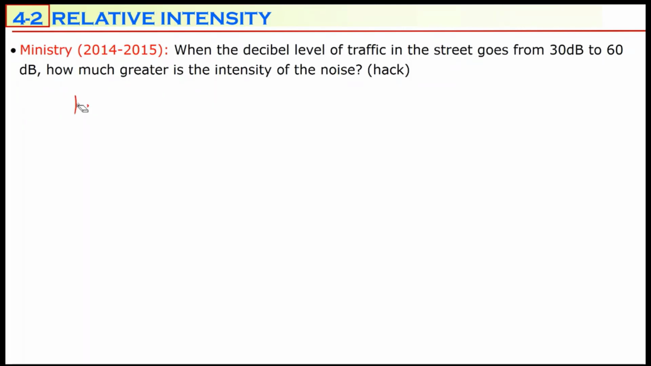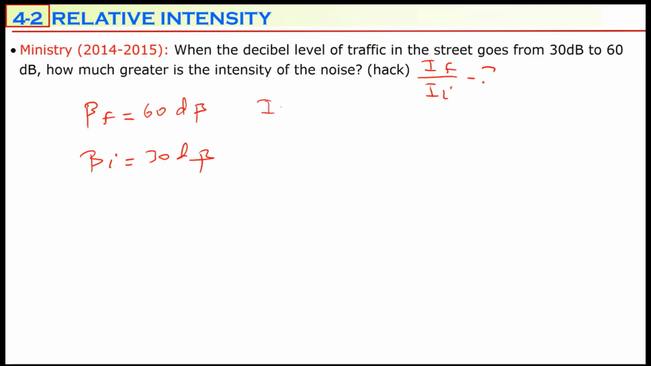So how much greater is the intensity of noise? It's asking you I final over I initial. Beta final is how much? It is 60, from 30 decibel to 60 decibel. Initial is 30 decibel, final is 60. If you need to know I final over I initial, yes, this question is asking about that. How much greater means final divided by initial sound intensity.